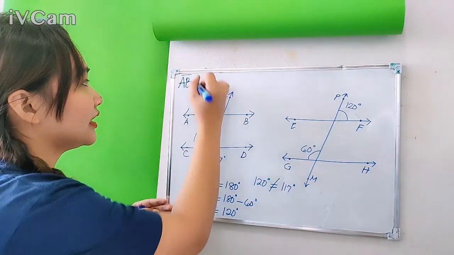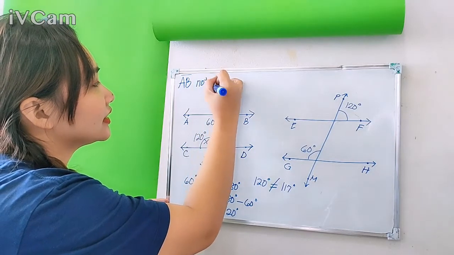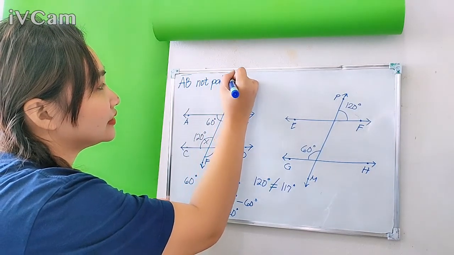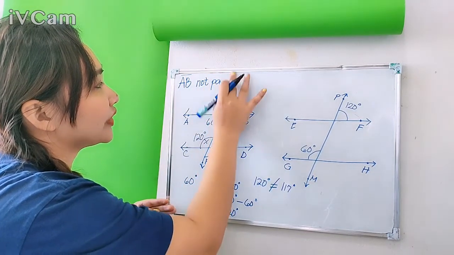So therefore, this line AB is not parallel.